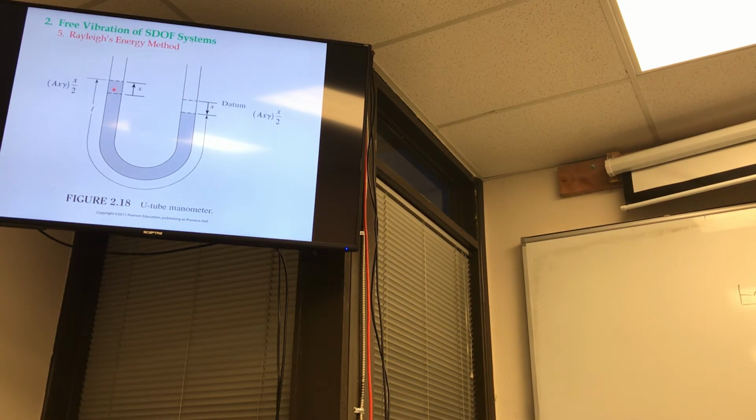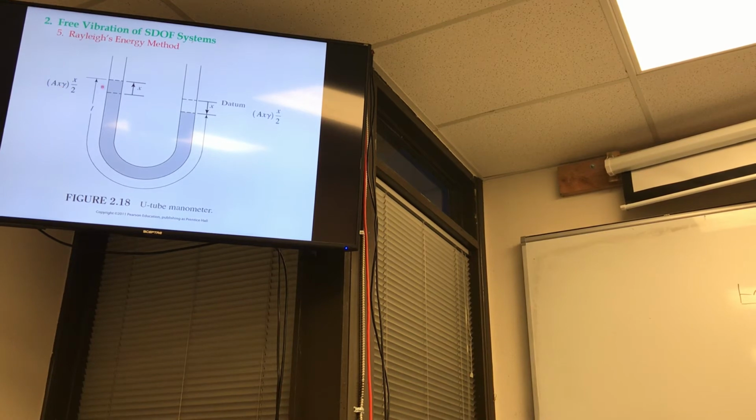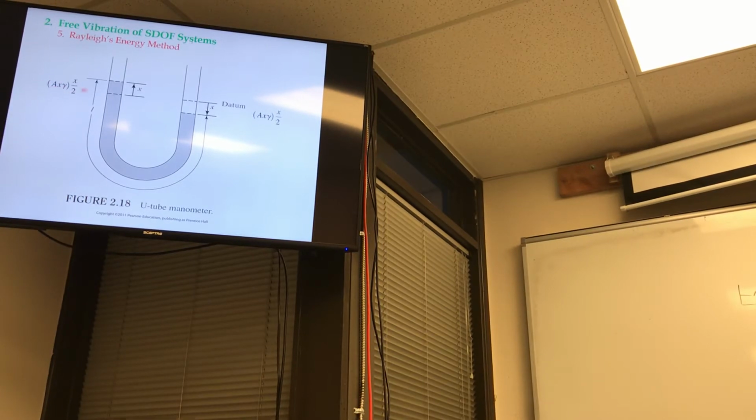Now you look at this system and ask, how much mass do I have here? If this distance is x, well, it depends on the density, or for example here, if we want to look at the weight, gamma is the specific weight of the fluid. A is the cross-sectional area of the tube, and x is this height, so Ax is the volume. If gamma is the weight per unit volume, then this is really the weight of this column, right?